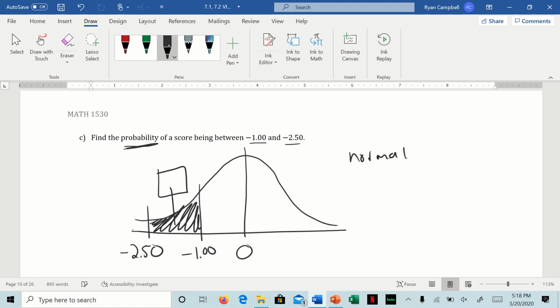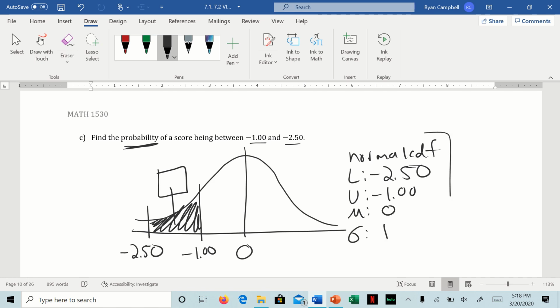So we're going to type in normal CDF. The lower is negative 2.5, right? That's the smaller number. The upper is negative 1.00. The mean is 0. Standard deviation is 1. When we plug all that into a calculator, we should get 0.1524. And that's our final answer.